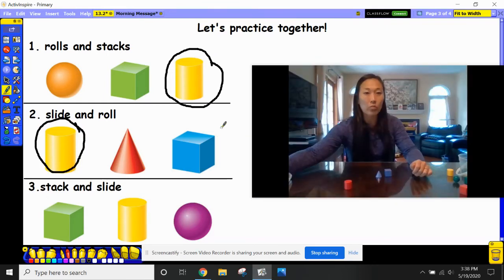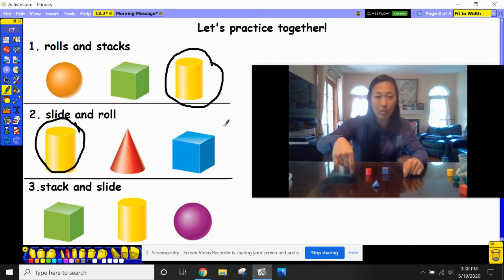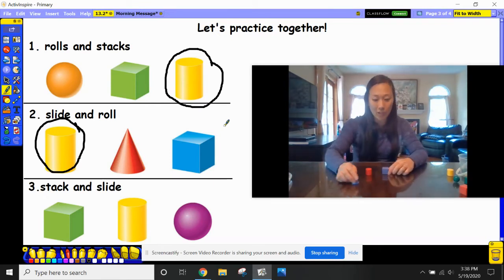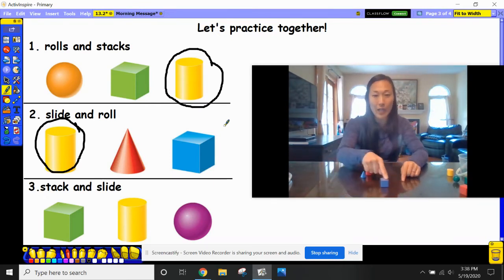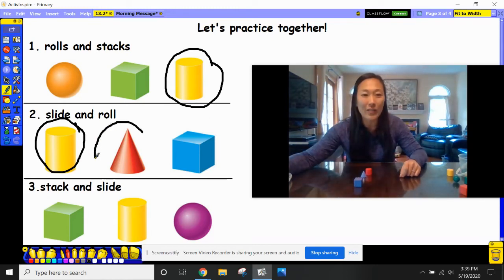Let's check out the cone. The cone, can it slide? Yep, using the flat side, it is sliding. Can it roll? Tip it on this side, and we are rolling it. Very nice. Next, we have the cube. Can the cube slide? Yep, it does slide. Can it roll? No. Did you see my finger there? I'm trying to roll it. It's not round, so it cannot roll. Oh, I forgot to circle the cone. All right, so the cylinder and the cone both slide and roll.